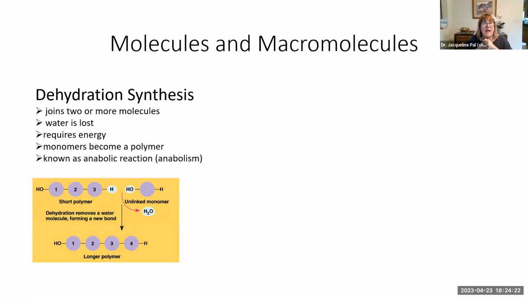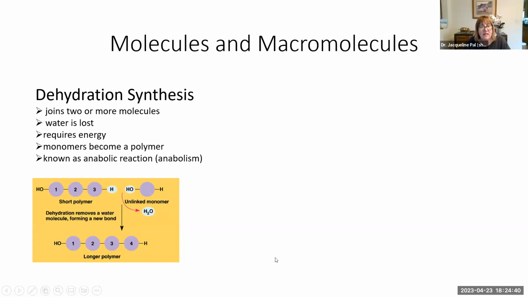So you will have a longer polymer, but you also will have a waste product of water. And this is what happens in every anabolic reaction in your body. Anabolism, the building, the creating of bigger substances. Dehydration synthesis has to occur, where you are losing water.